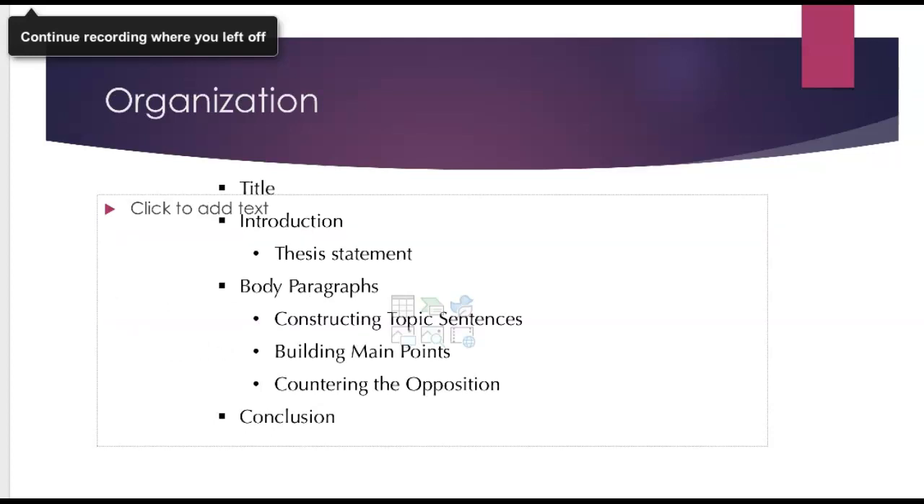Organizationally, you'll need a title to your essay, your introduction with your thesis statement, and then your body paragraphs with your constructed topic sentences, the building of your main points, countering the opposition, and your conclusion.